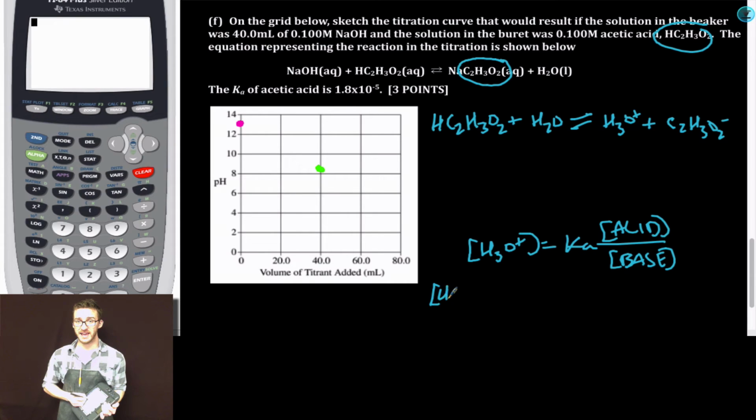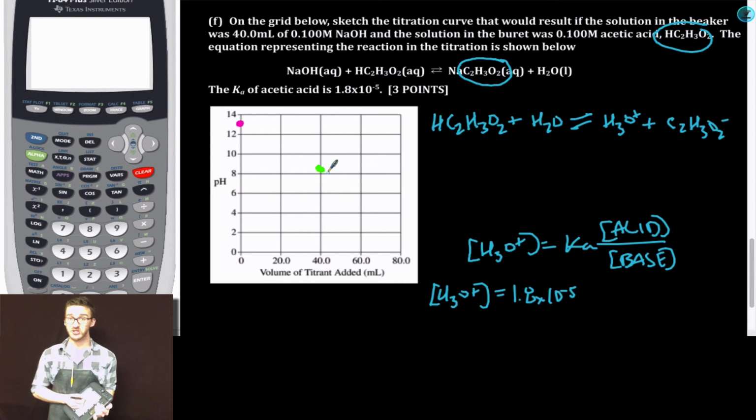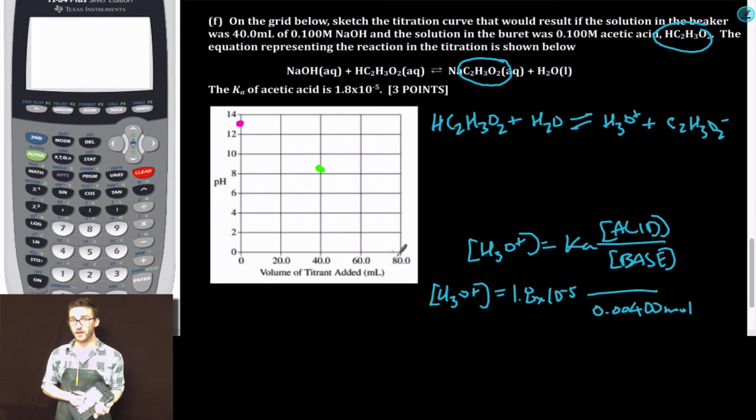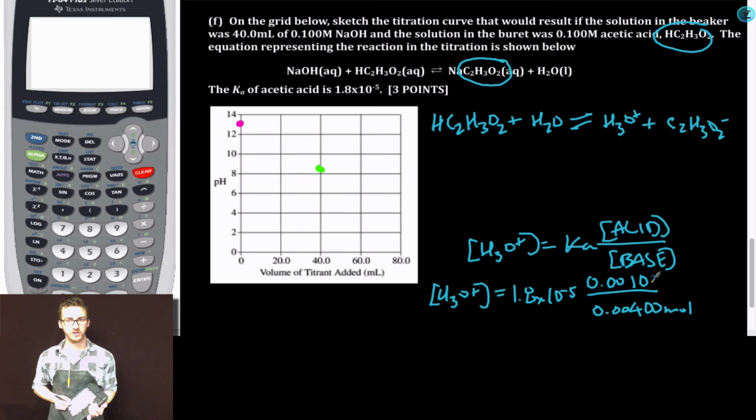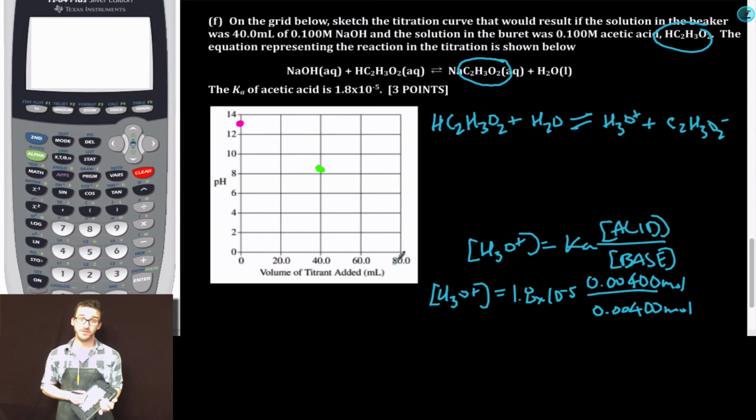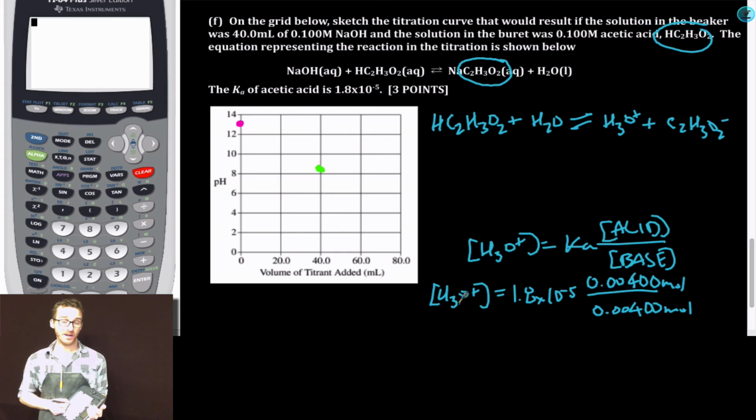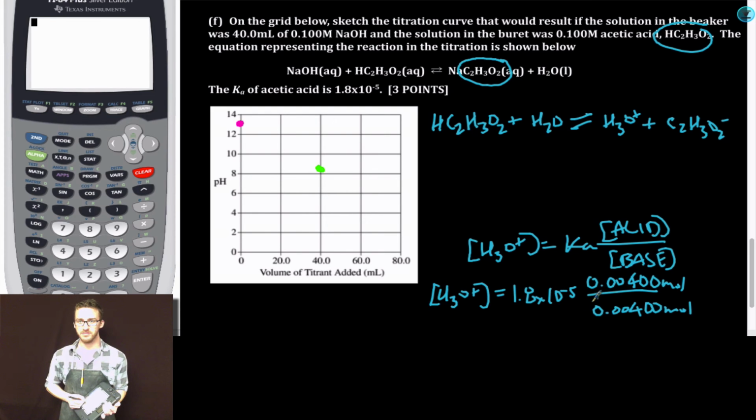Now, I know my Ka, and I know from the calculation that I just did that at the equivalence point, I generated 0.0040 moles of my conjugate base. If I plot the point here at 80 mL, I've added another 40 mL of my 0.1 molar acetic acid. And as we recall, 40 mL of a 0.1 molar solution has 0.00400 moles. So after 80 mL, my hydronium ion concentration is essentially equal to my Ka.